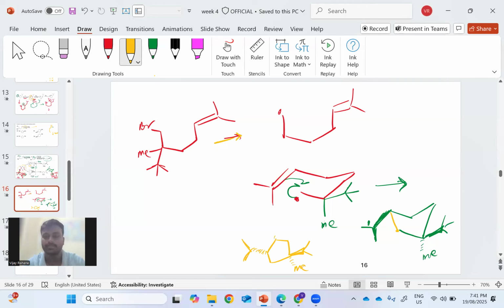All the stereochemistry depends upon this transition state. Whichever is the bulky group, you need to keep it at the equatorial position, and the less bulky group at the axial position. So any doubt in this type of question?